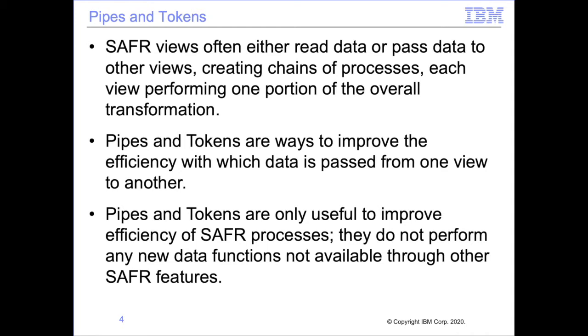SAFR views often either read data or pass data to other views, creating chains of processes, each view performing one portion of the overall process transformation. Pipes and tokens are ways to improve the efficiency with which data is passed from one view to another. Pipes and tokens are only useful to improve efficiency of SAFR processes. They do not perform any new data functions not available through other SAFR features.